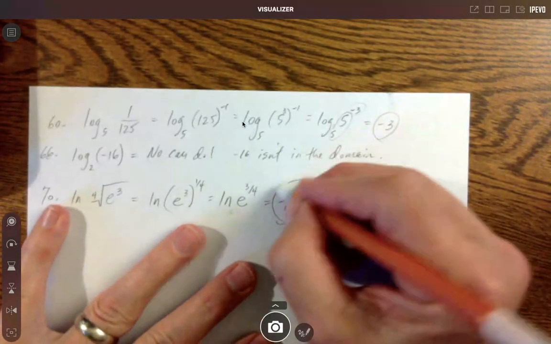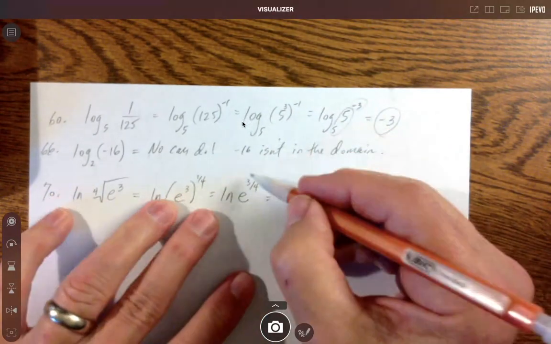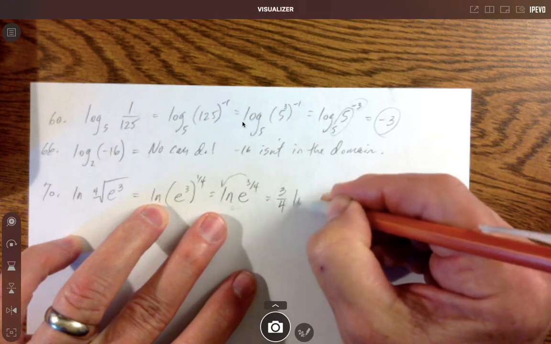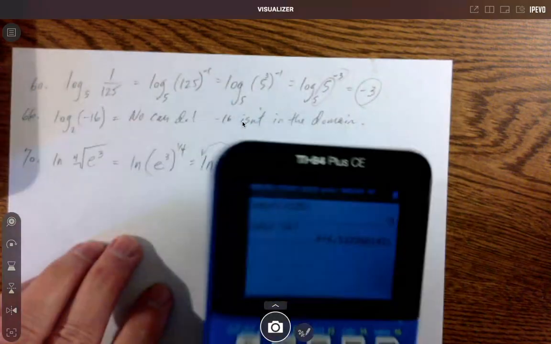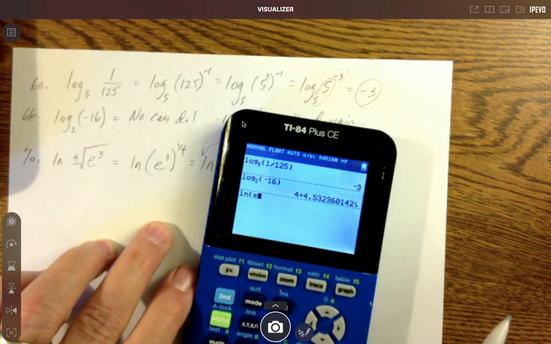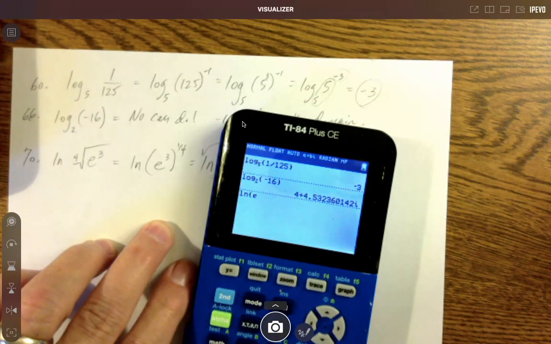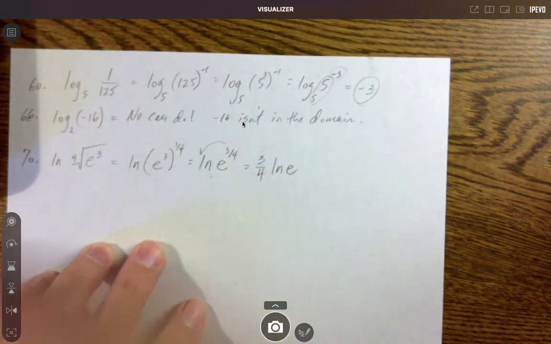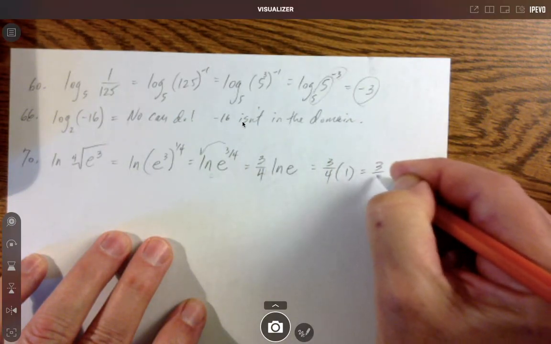Another way to think of it is, maybe if I were to back up a little bit, you can bring that 3/4 to the front, so that's 3/4 times the natural log of e, and then you know natural log of e is 1, right? Natural log of e, oops, that's pi. Delete. e is 1. Okay, so this is 3/4 times 1, which is 3/4.